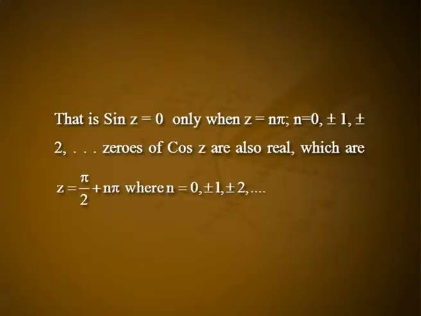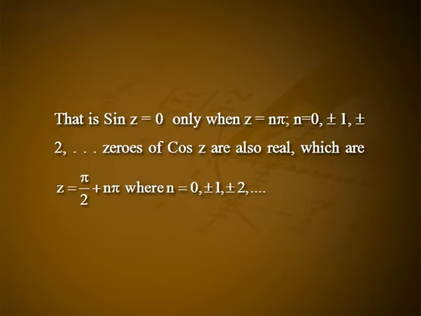Sin square x naught plus sinh square y naught is equal to 0 is possible only when sin square x naught equal to 0 and sinh square y naught equal to 0, since sum of squares. Thus, sin x naught equal to 0 and sinh y naught is equal to 0. Evidently, then x is equal to n pi for n is equal to 0, plus or minus 1, plus or minus 2, etc. and y equal to 0. That is, sin z equal to 0 only when z is equal to n pi for n equal to 0, plus or minus 1, plus or minus 2, etc.